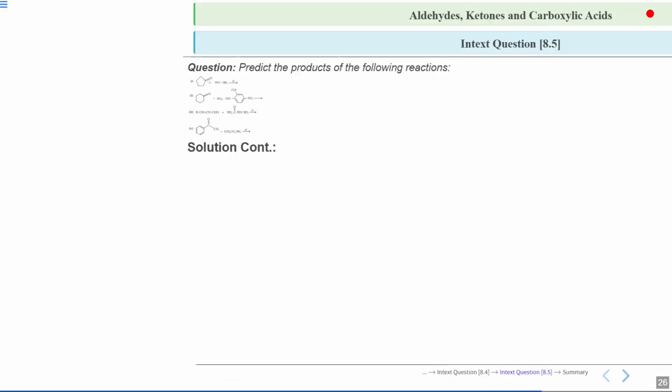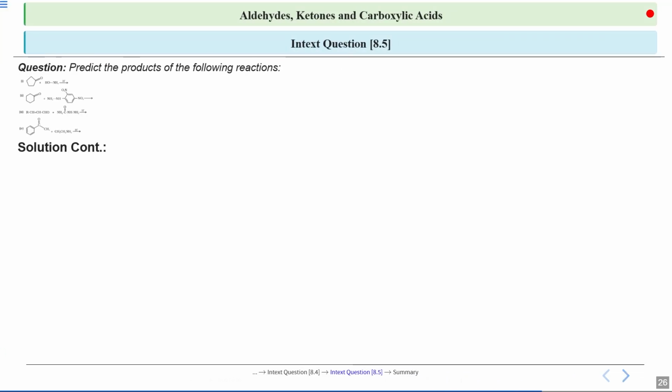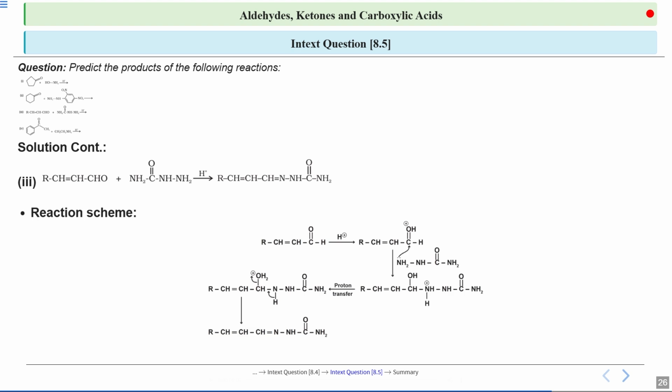Now we will see the third part, the next reaction. This is an example of a condensation of an alpha beta unsaturated aldehyde with semicarbazide, to form a semicarbazone derivative as a product. If you look at the reaction scheme, first, in this particular reaction, the terminal amino group of semicarbazide attacks the carbonyl carbon of the aldehyde, forming a tetrahedral intermediate.